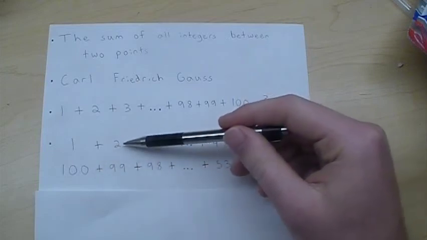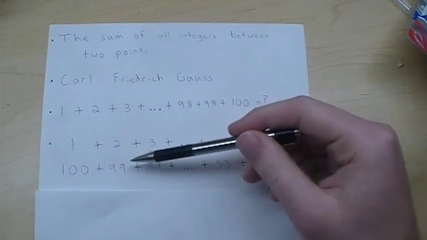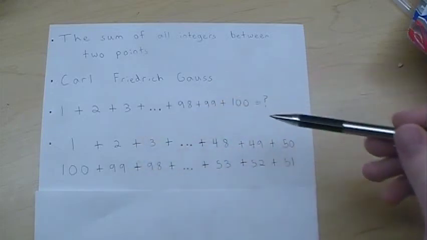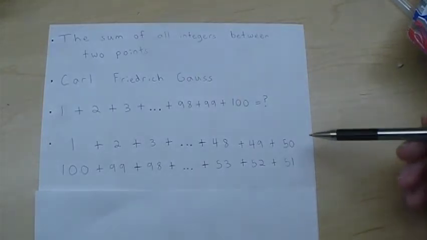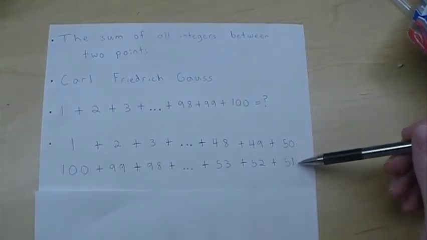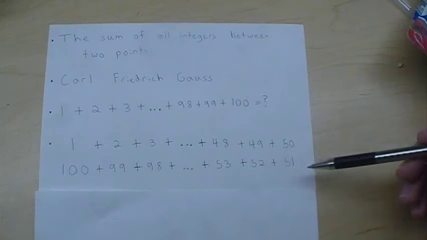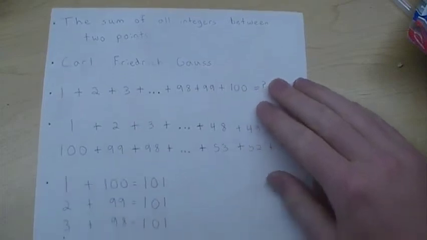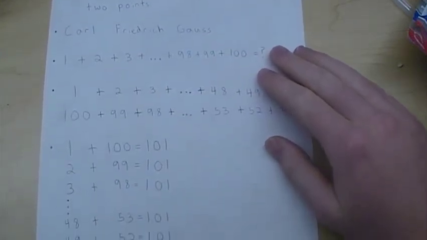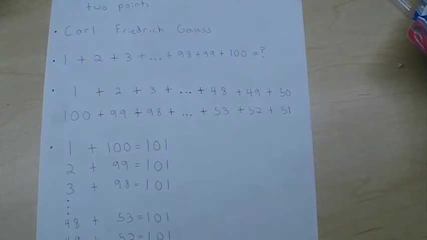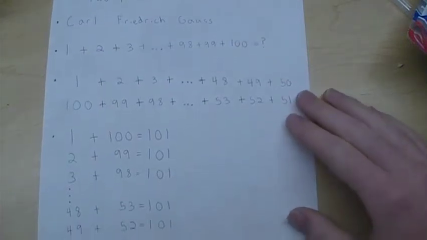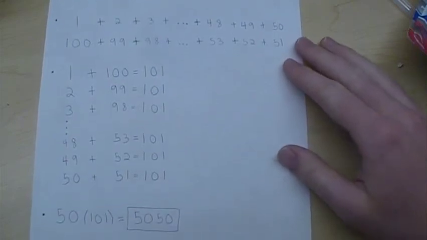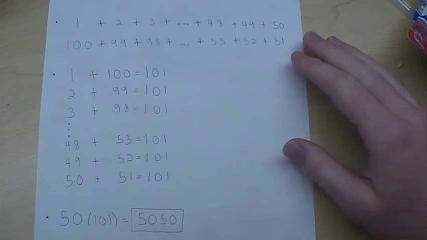He could then add the second smallest number, 2, with the second biggest number, 99, to get another sum of 101. He could do this all the way until the numbers met in the middle, where he added 50 with 51 to get another sum of 101. So Gauss had now made 50 groups of numbers, each of which summed up to 101. So in order to find the sum of all integers between 1 and 100, all he had to do was multiply 50 times 101 to get his desired result of 5,050.